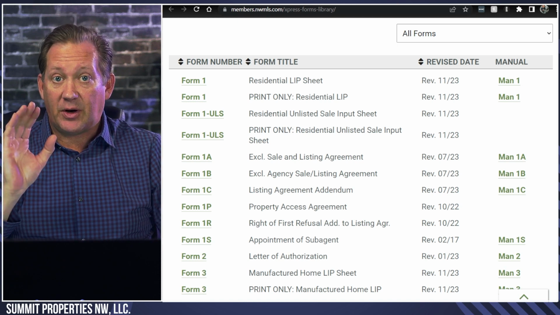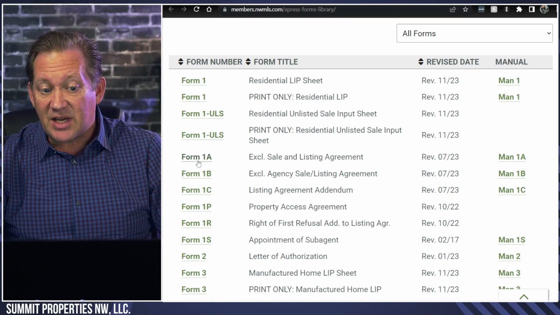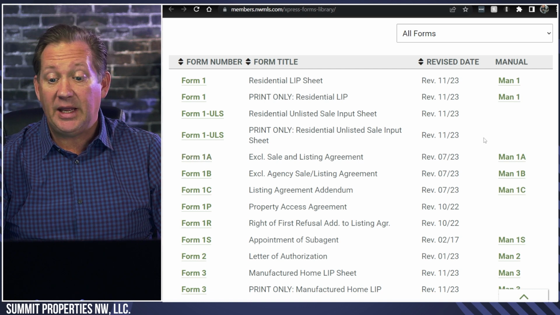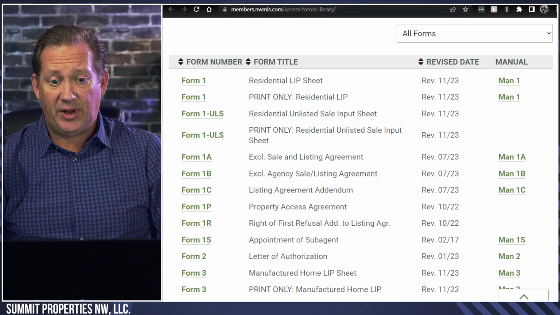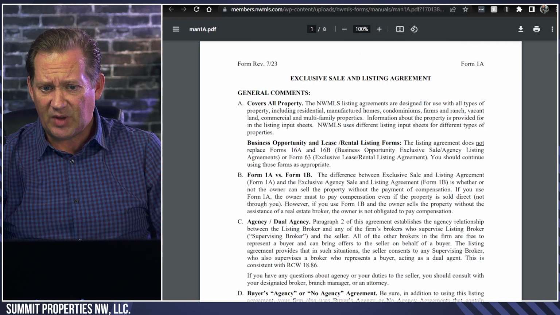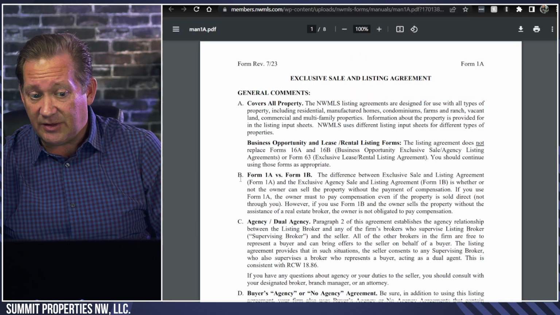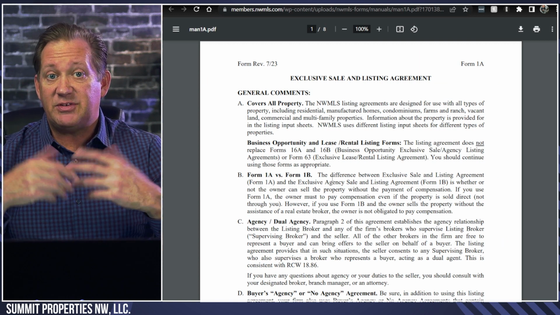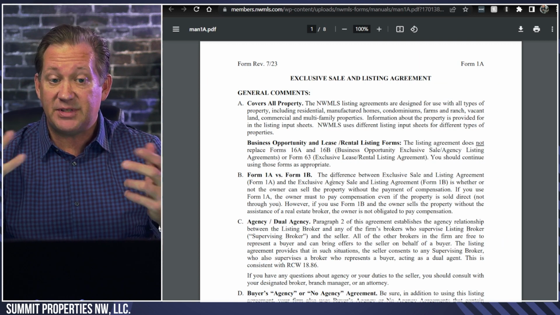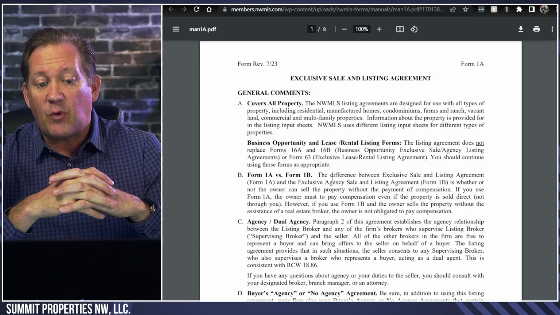All right. So go to your Express Forms. On the left-hand side, you've got the form number, Form 1A. Go to the right-hand side, you've got Manual 1A. I've already got that popped open. So let's go to Manual 1A. And then letter B, the second one on Form 1A, gives you the quick explanation. I'm going to read it for you since you're here. Form 1A versus Form 1B.